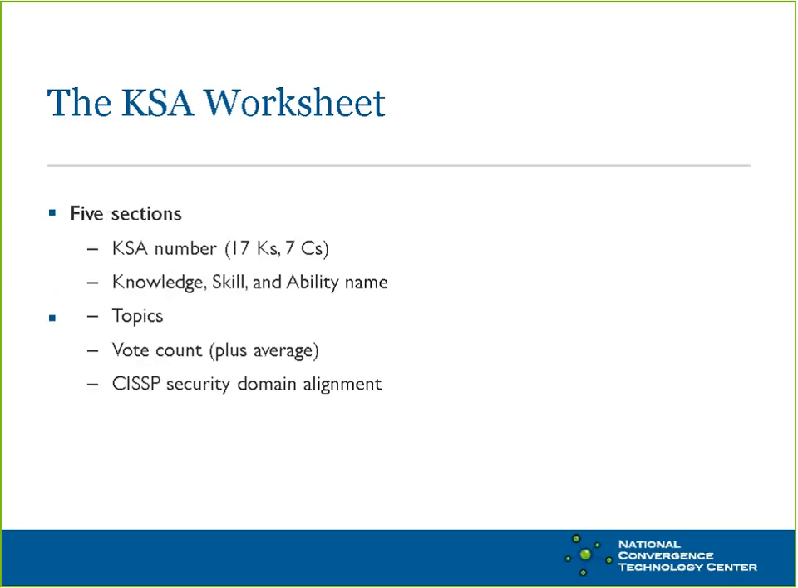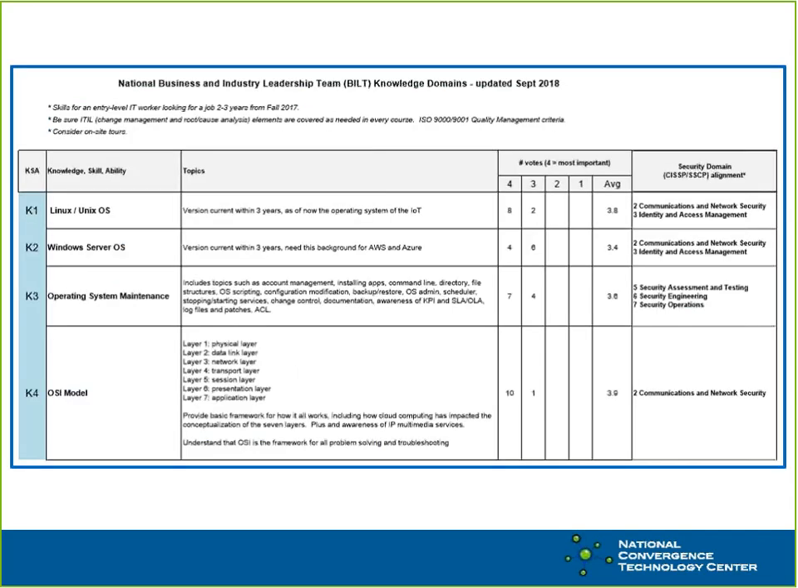Now let's look at the actual KSA worksheet itself. There are 5 sections. The KSA number, we currently have 17 Ks and then 7 more Cs, certifications the build believes have value. The actual name of the knowledge, skill, and ability. A topics column that provides detailed explanations and comments for each respective K. The votes column, how many voted for each number, plus the average. And a new feature that aligns each K with the CISSP domains. For those who don't know, CISSP is Certified Information Systems Security Professional, an independent security certification granted by the International Information Systems Security Certification Consortium. Here's what the worksheet looks like.